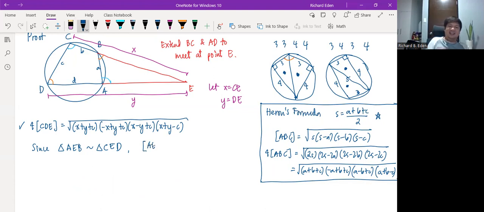Okay. AEB over CED. So, okay, this is a squared over c squared. But then, from AEB, this is CED minus ABCD. ABCD is what we're really interested in.